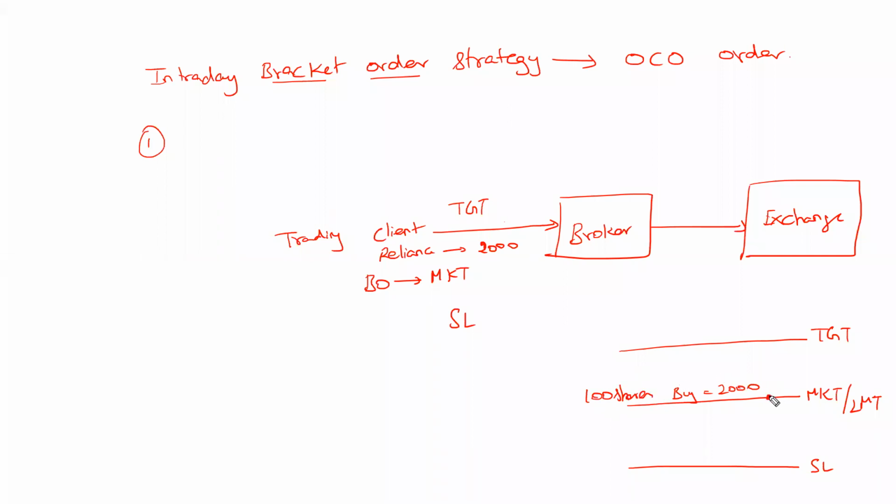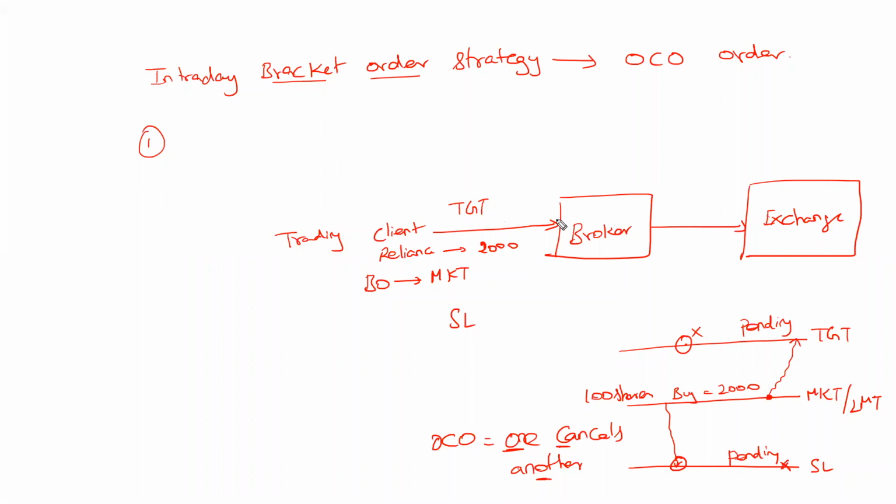When the price is bought, if the price touches the target order, the stop loss will get cancelled. Or if the price touches the stop loss, the target order will cancel automatically. That is why it's called an OCO order, one cancels another. At any given time, 2 orders will always be in a trigger pending state. Whichever order is touched, the other gets cancelled.